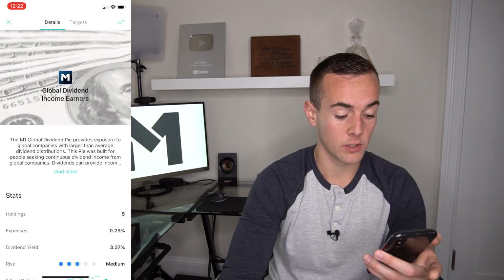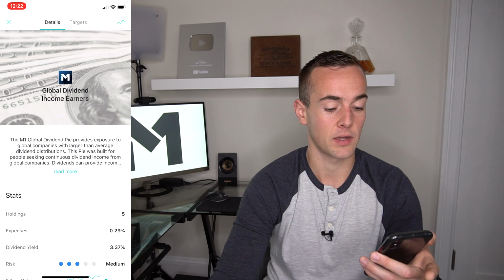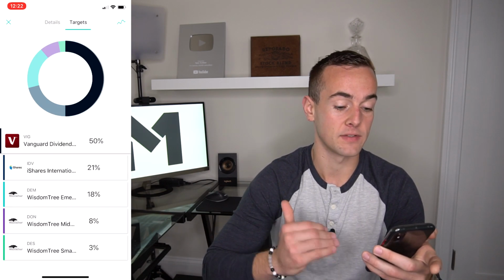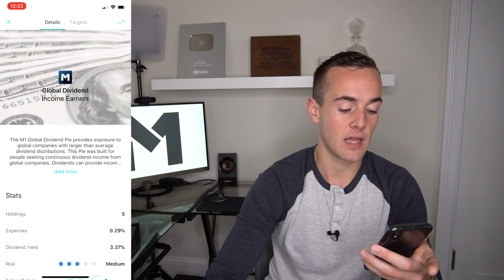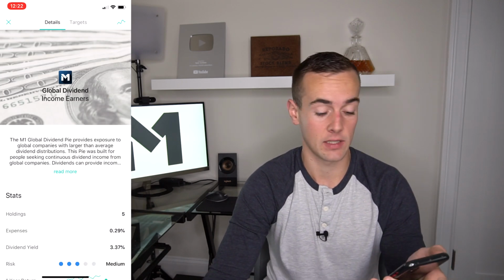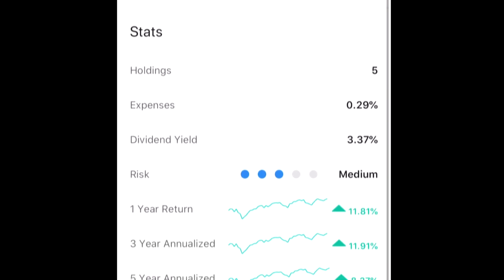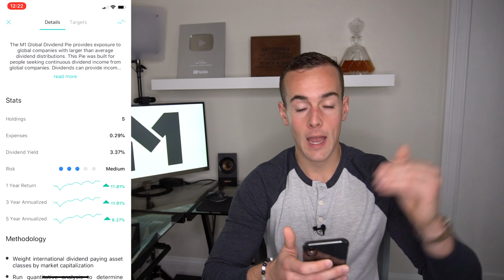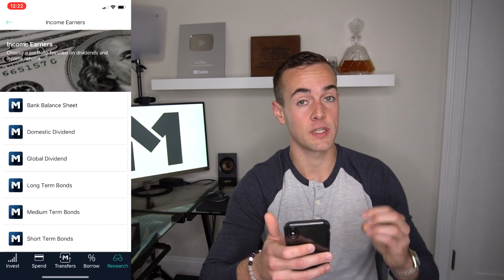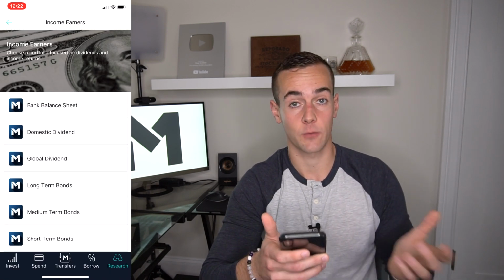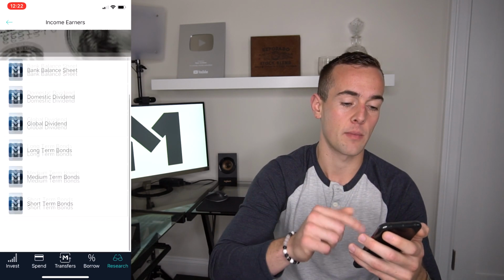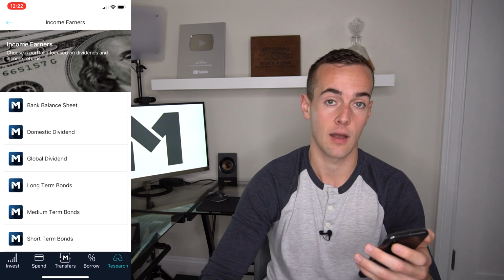Let's say you want global exposure here. This is the Global Dividend Fund for Income Earners. This one has, it looks like, 5 different funds in here, and the dividend yield for this fund is significantly higher at 3.37% with a slightly higher expense ratio. So there are expert pies built into this app specifically designed for people looking for dividend income. And this is where you would find that, primarily under the income earner section of this app.